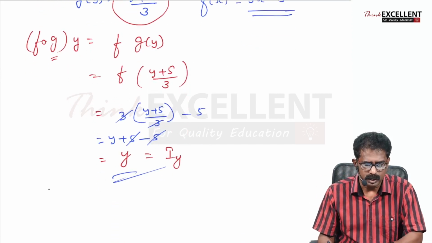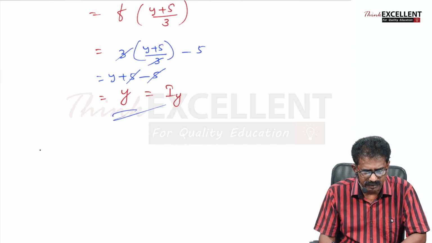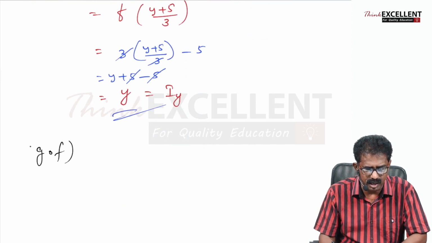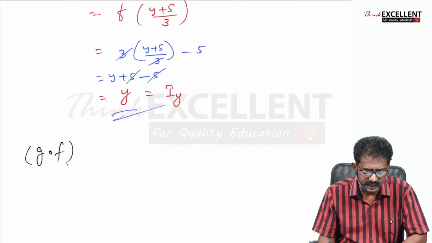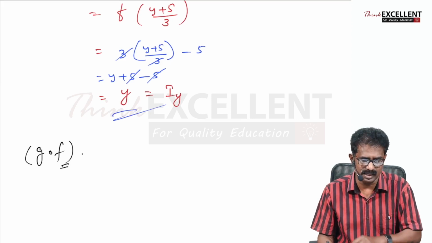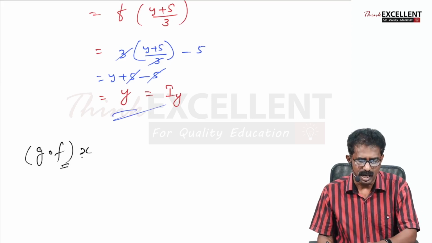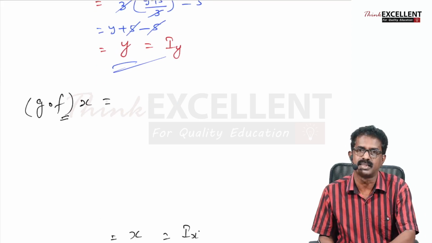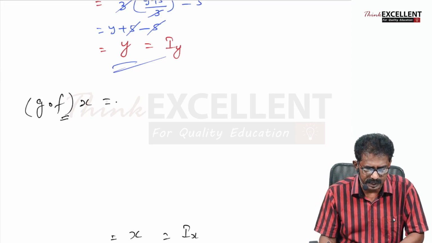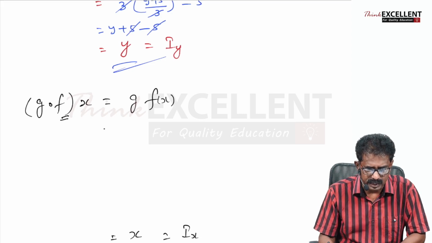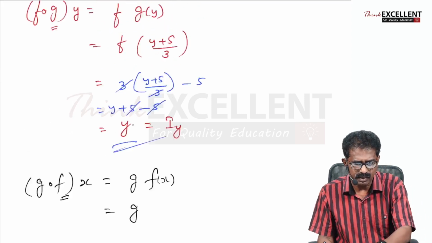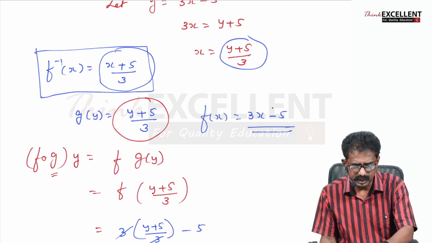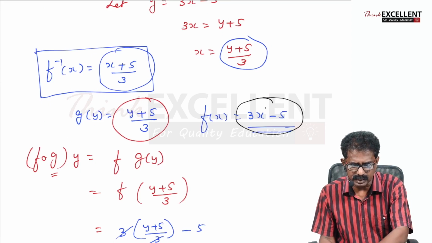One more you have to prove. What do you have to prove? g composition f. G composition f of what you write? See the second one, f. F of x. So write here x. And what answer you are supposed to get? x only. So you are supposed to get x. And that is the same as I of x. So now please listen here. Again composition of functions, g of f of x. That is g of f of x. See what is f of x? 3x minus 5, right? 3x minus 5.